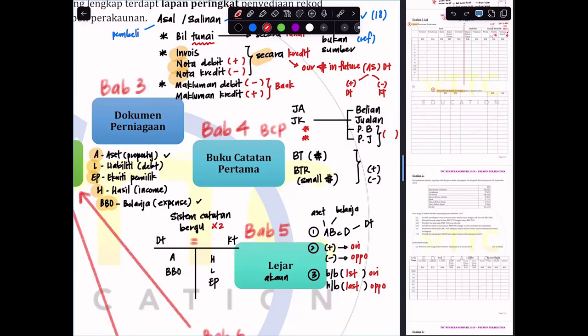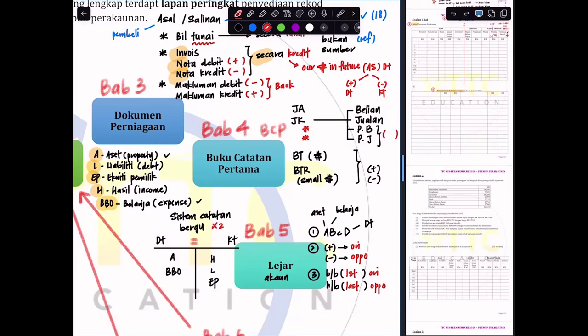Then Chapter 4. In Chapter 4, we have BCP. BCP is something like the account notebooks. Okay, we have 4 here: jurnal am, jurnal khas, buku tunai. Although we have 4 books here, we always have a flow, a checkpoint step by step, to see what the transaction is for each individual BCP.